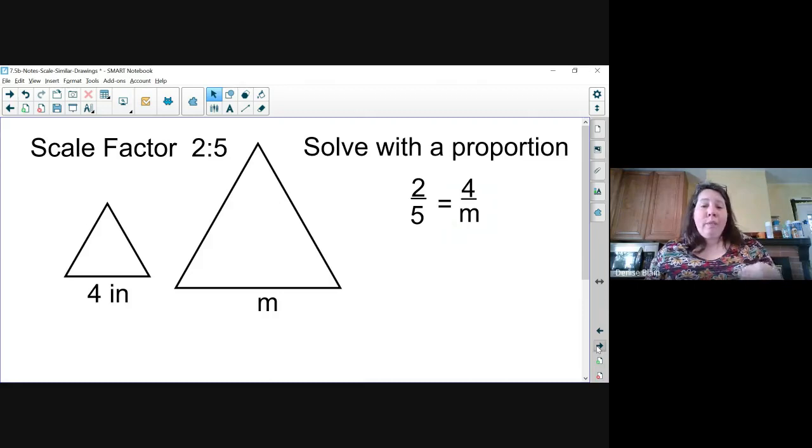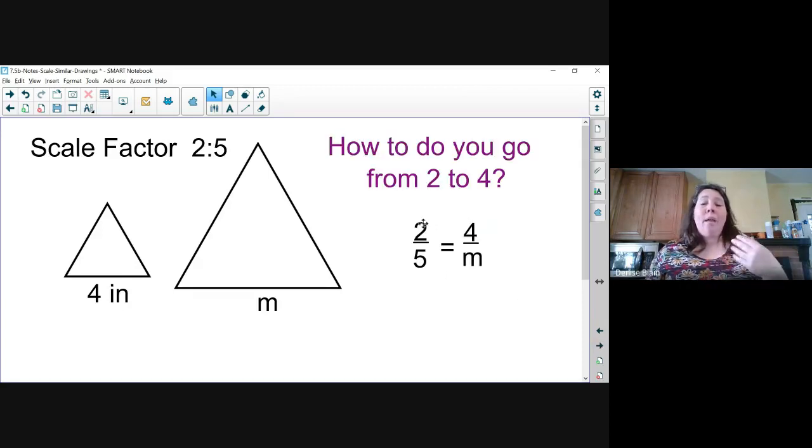The other way we can do it is write a proportion. I'm going to show you two different ways of solving with the proportion. You set it up with your scale factor on one side as a fraction, and your two triangles on the other side. The 2 represents my smaller triangle, so I put my 4 on the same level. They're both top numbers. My 5 represents the bigger triangle, which is on the same level as my variable, so they're both bottom numbers.